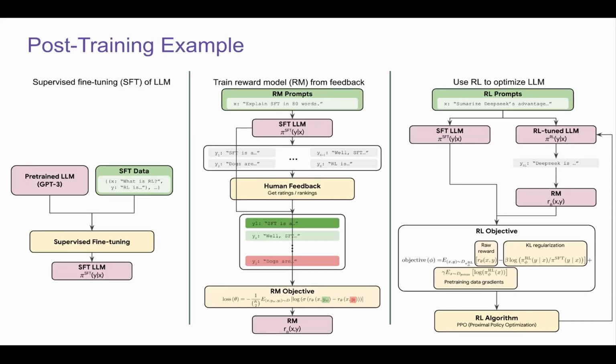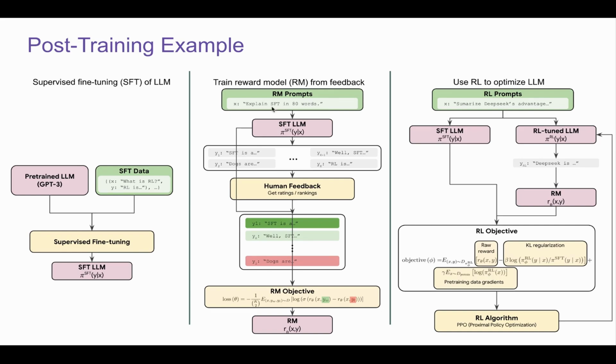Finally, I want to use a concrete post-training end-to-end example to end this episode. First one is supervised fine-tuning of the LLM. In this case, our pre-trained LLM is GPT-3, and then we have human-labeled SFT data. For example, the prompt is "what is RL", and the human answered "RL is blah blah blah". And then we use this fine-tuning data set to do supervised fine-tuning, and then we get the SFT version of the LLM.